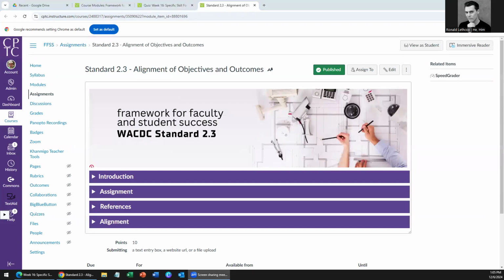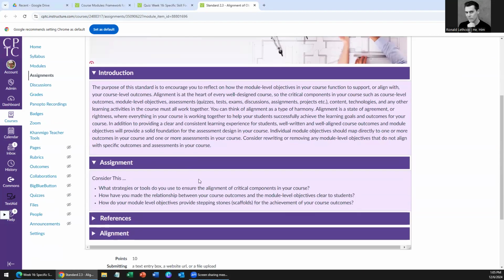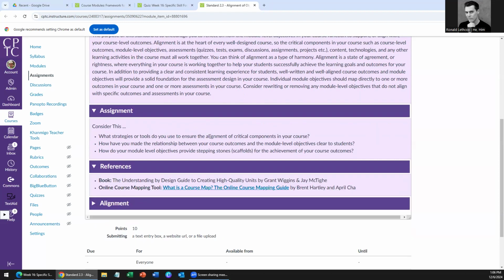Standard lessons here or modules, we have a kind of a reflection. And usually there's a bunch of questions for the reflection, but this time it's not so much. So I think we could probably talk about these things today, fill them out, and get them done pretty easily. But I also wanted to look at some of the references here, mainly this online course mapping tool.